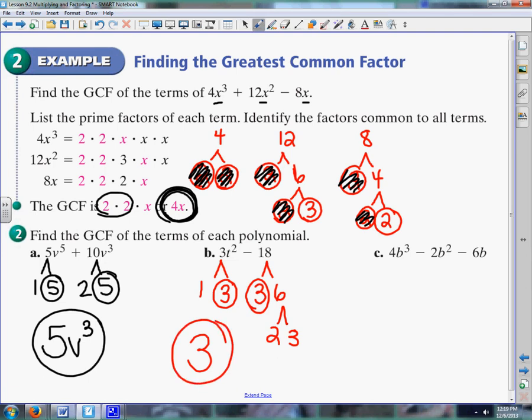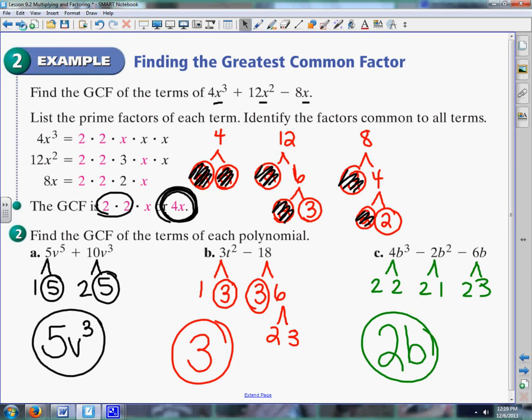And then this last one, my greatest common factor, if I look at all of these, this is 2 times 2, this is 2 times 1, and this is 2 times 3. So they all have a 2. And they all have at least one b. So this would be 2b.